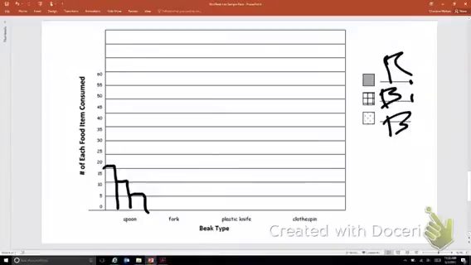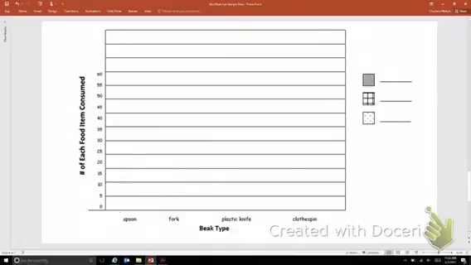or I can go in and color code it. So if I was going to do the shadings, I would shade this one solid for the rice, and if I was using the patterns, I would do that one as like a plaid pattern, and then I would put dots in here for this particular bar for the spoon. And so I'm going to go back and do that for each one of my beak types, the fork, the plastic knife, and the clothespin. So each of them are going to have 3 bars.